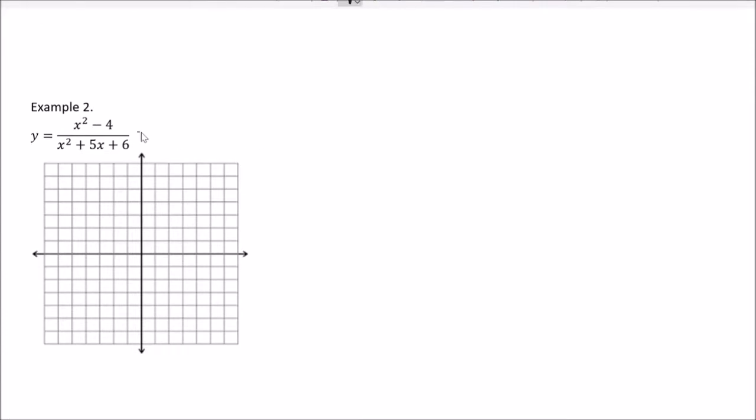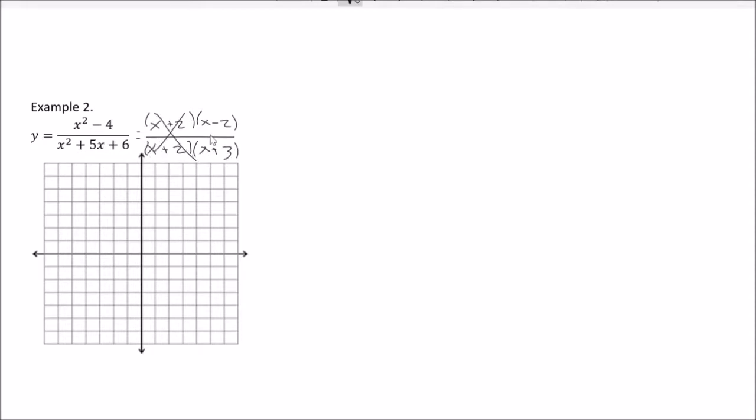Once again, I want to try to factor this. So the numerator factors as x plus 2 times x minus 2. That's a difference of squares. What about the denominator? Looks like that one might be a little more challenging. Let's see. Numbers that multiply to be 6 and add to be 5. How about 2 and 3? So x plus 2, x plus 3.